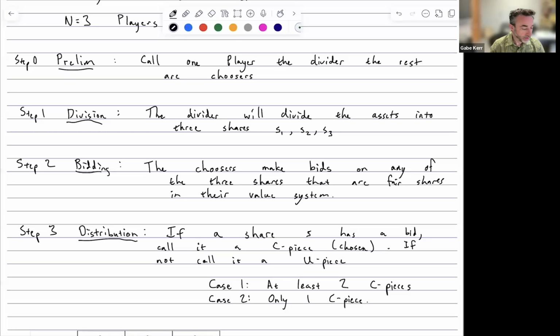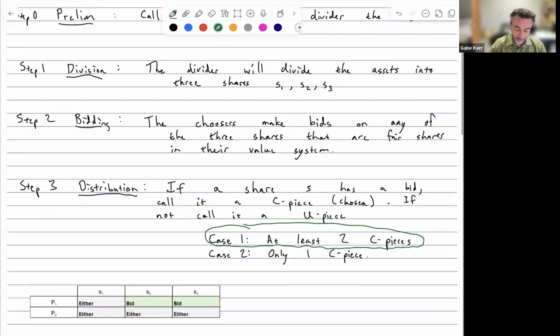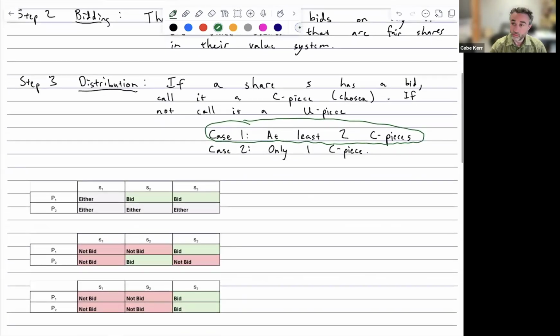Okay, so again, we're going to look at this case one here, and see what happens. So I've kind of drawn out what could happen just generally, and we'll look at some concrete examples in a moment.